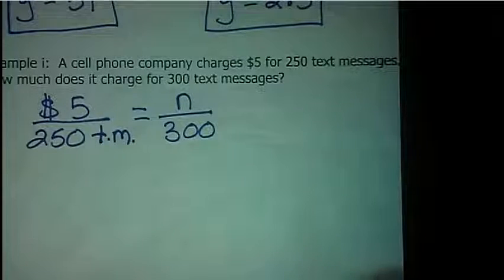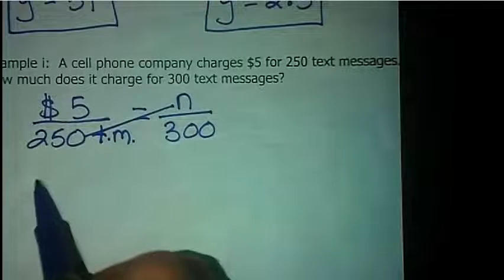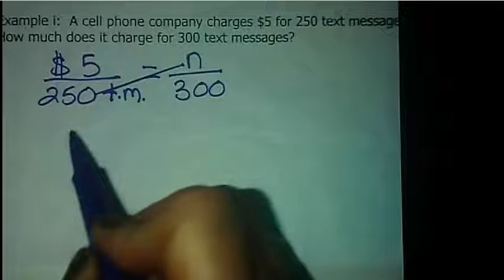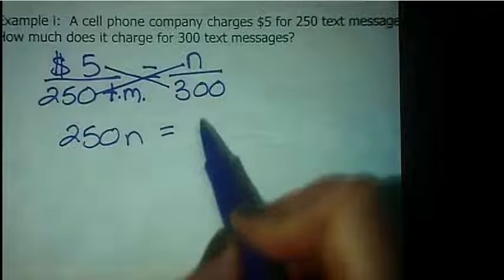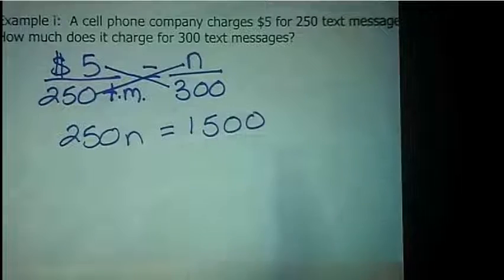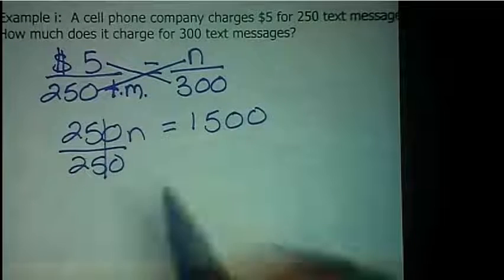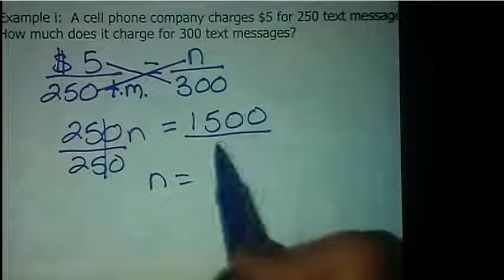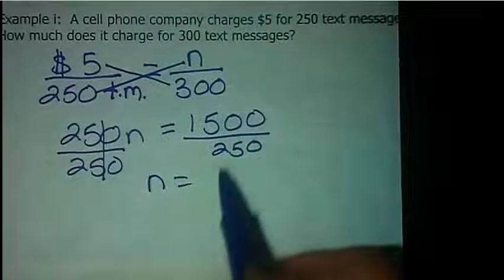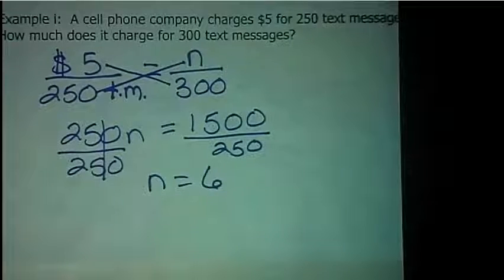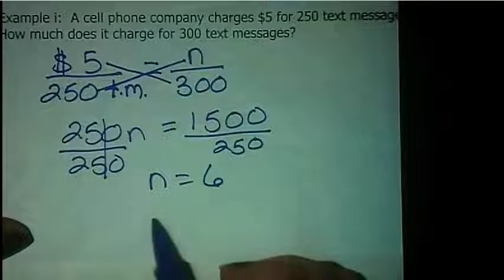You can use whatever method you like. I like cross products, so I'm going to use that one. I'm going to take 250 times N, which gives me 250N, and 5 times 300, which gives me 1500. And at this point it should be getting simple. We're just going to divide by 250 so I can get that N alone. Divide by 250 over here. 1500 divided by 250 is 6. N is 6. In this particular case, it represents dollars. So my N is actually $6.